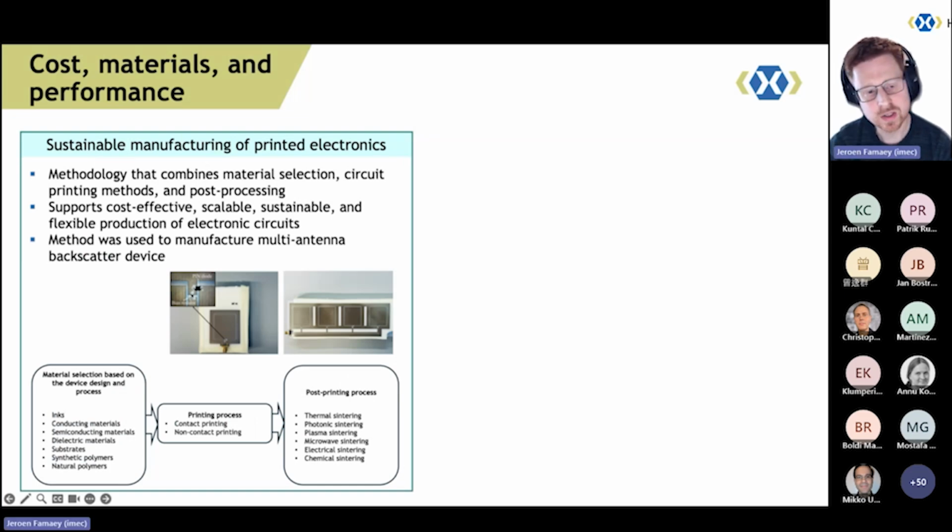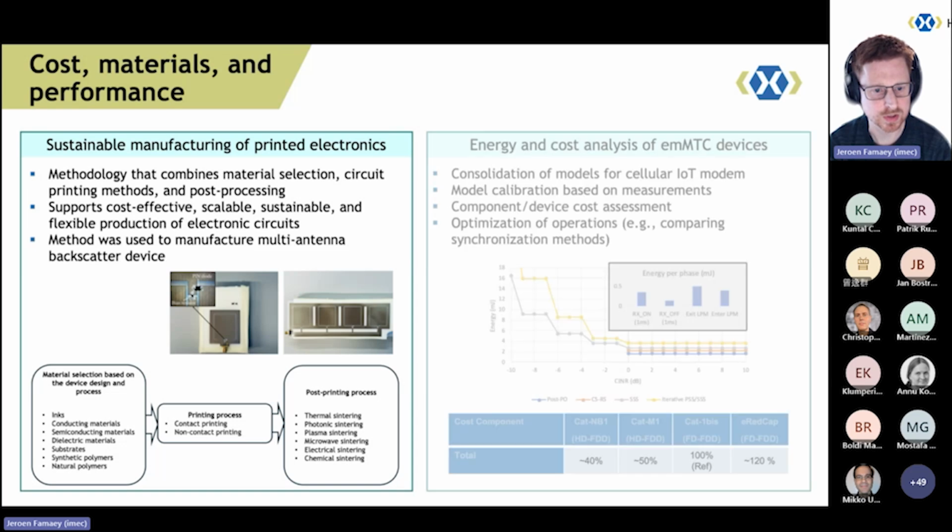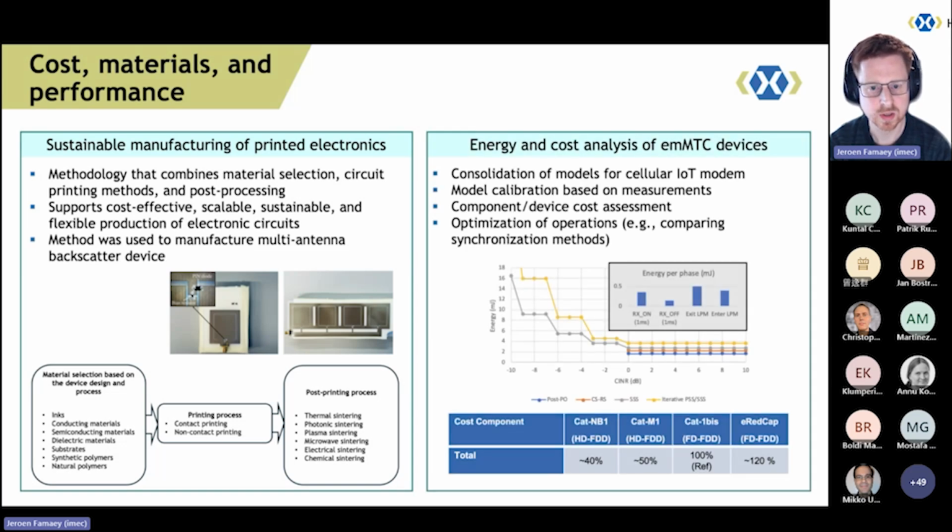We also looked at the trade-off between costs, materials, and performance, and we developed a methodology for sustainable manufacturing of printed electronics, which are widely used for low power, batteryless, and energy neutral devices. And this methodology combines the selection of the materials, the printing of the circuits, and the post-processing aspects. And it was actually used to manufacture a multi-antenna backscatter device as a proof of concept, which was then also used for research in the project.